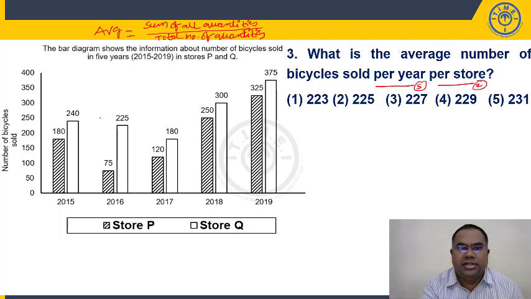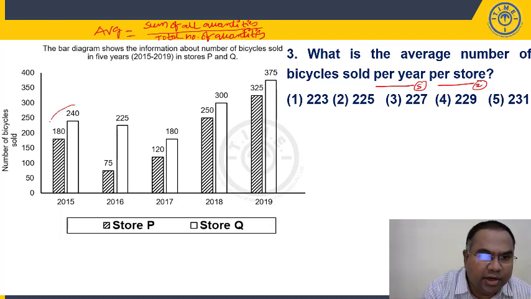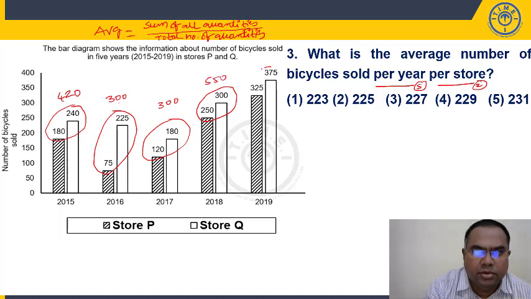So average is the sum of all these bicycles. Average per year, if he is asking, I'll divide by 5. Total divided by 5. Average per store, total divided by 2. But average per year per store, I have to divide by 5 as well as 2. So 5 into 2, I have to divide by 10. Now add this: 240, 420, 180, 225, 100. What is the total here? 300. This is again 180, 120, 300. This is 550, 700.